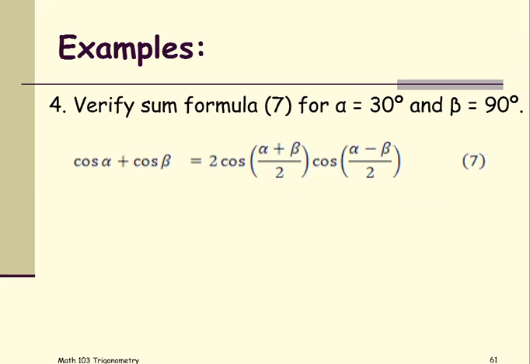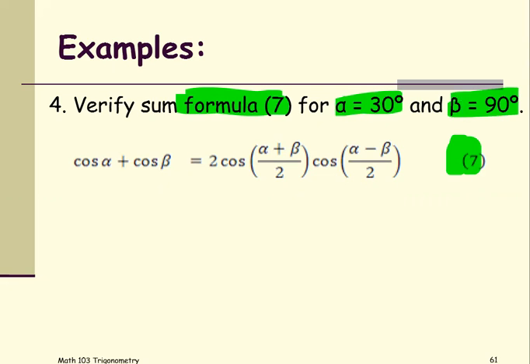Number 4, we're going to verify the sum formula, number 7, for alpha equals 30 degrees and beta equals 90 degrees. The left-hand side of formula number 7 is cosine alpha plus cosine beta. And the right-hand side is 2 times cosine of a half of the sum of alpha and beta times cosine of a half of the difference of alpha and beta. Let's work on the left-hand side expression first and evaluate the value after replacing alpha with 30 degrees and beta with 90 degrees.